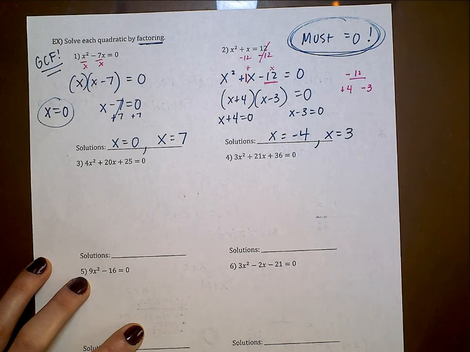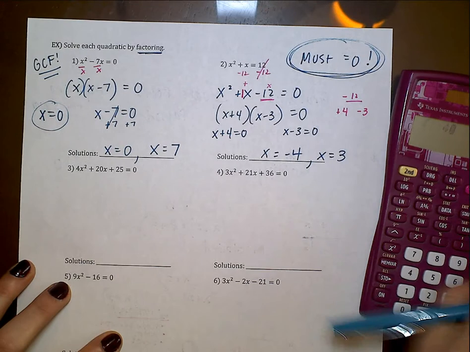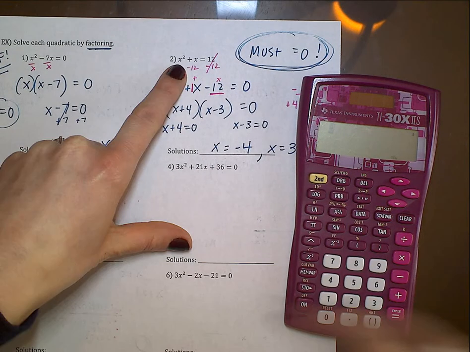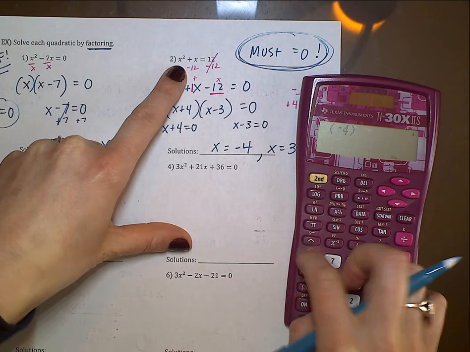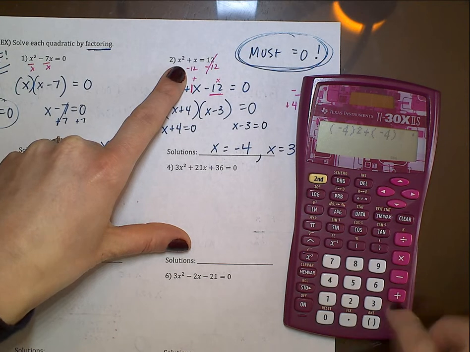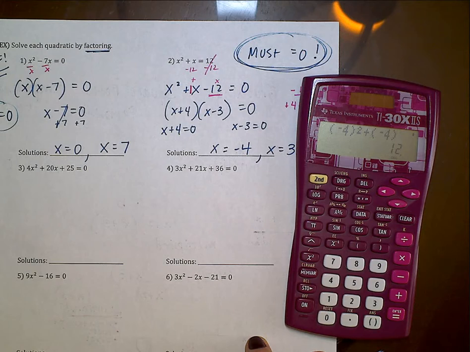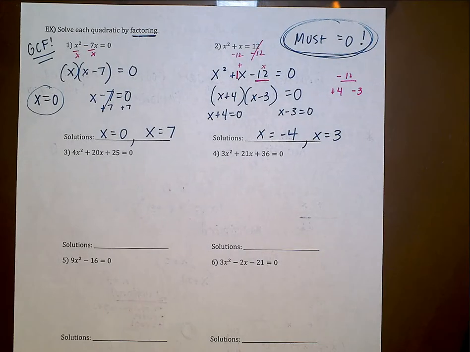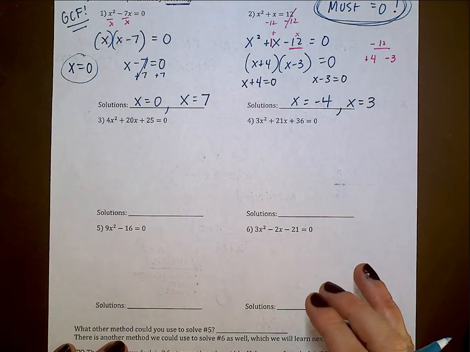Keep in mind, guys, that you can check your answers. So I'll just check one of them. I got negative 4 as an answer. That means I'm saying that I should be able to plug in negative 4, and it should equal 12. And it does. I should be able to plug in 3, and the same thing happens. All right, so let's keep going.